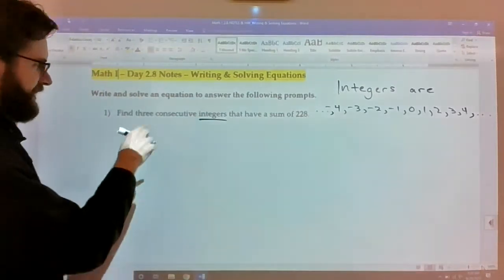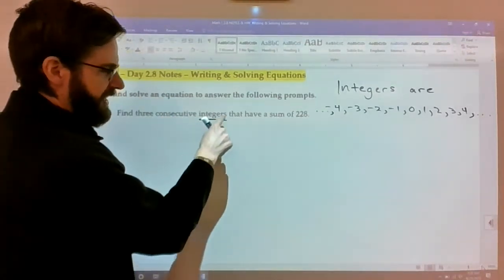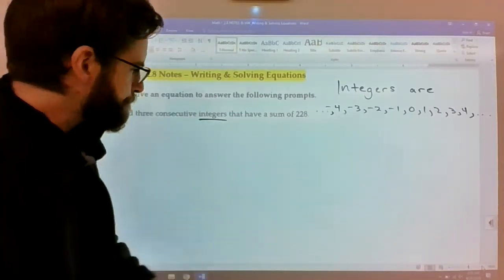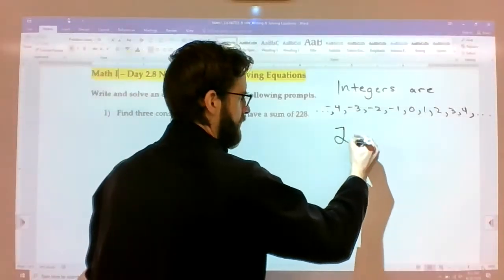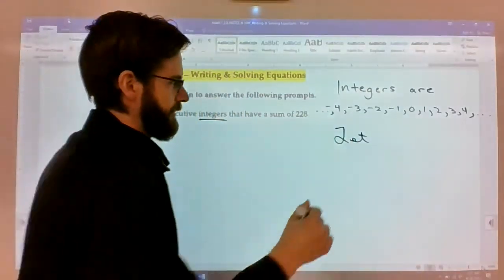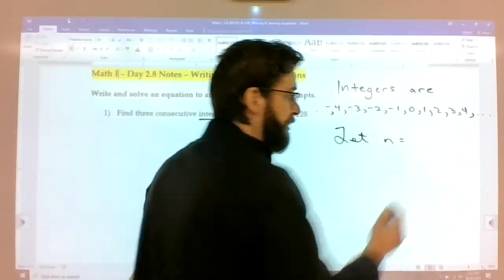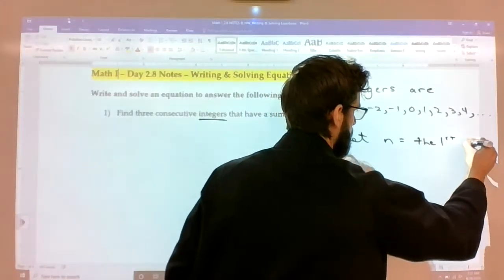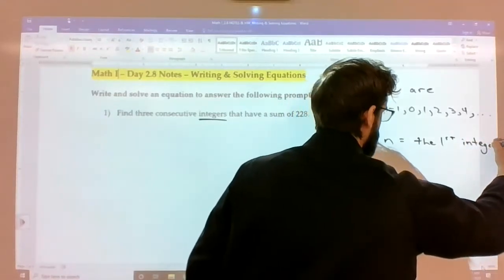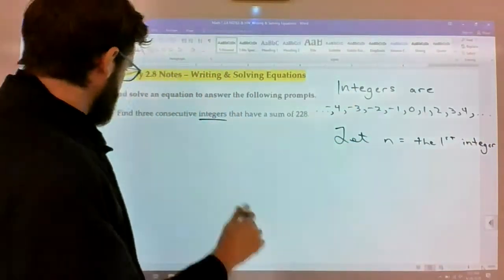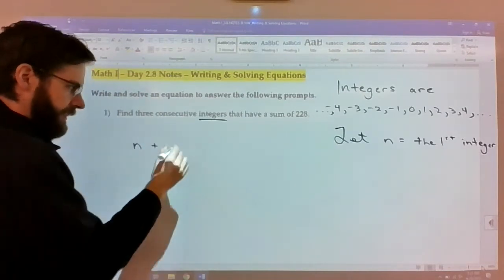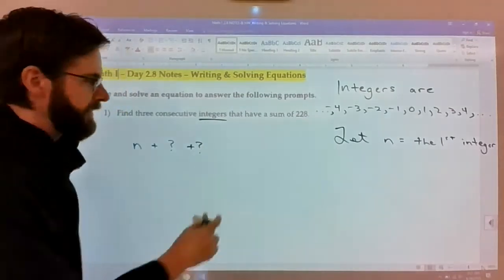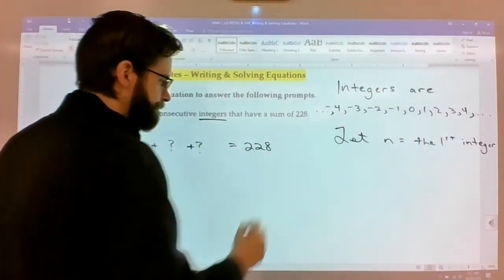So when it says three consecutive integers that have a sum of 228, what I want you guys to be able to do is say, let's let n equal the first integer. Okay? So n plus some second integer plus a third integer is supposed to add up to 228.